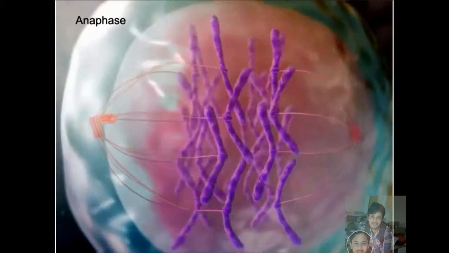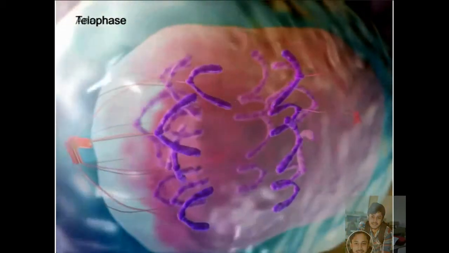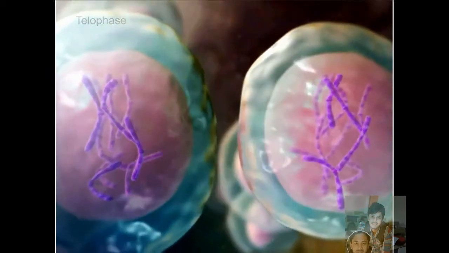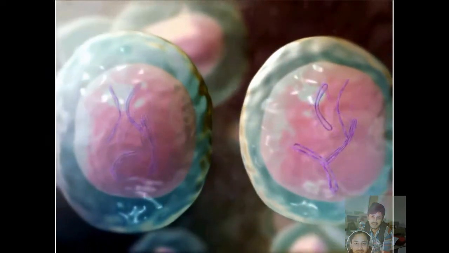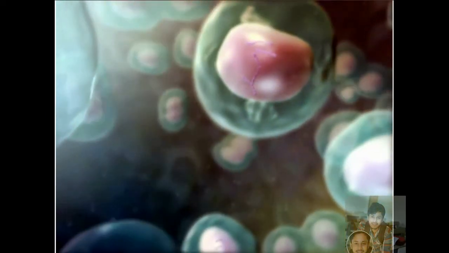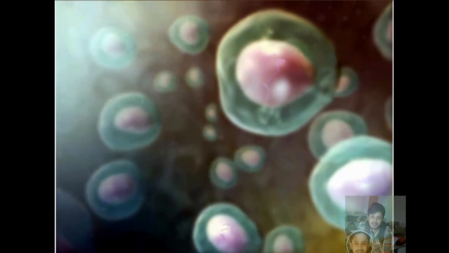A nuclear membrane forms around the two exact sets of DNA and eventually cleaves. The process through which a cell divides the genetic information and instructions within its nucleus into two exact sets within independent nuclei is called mitosis.